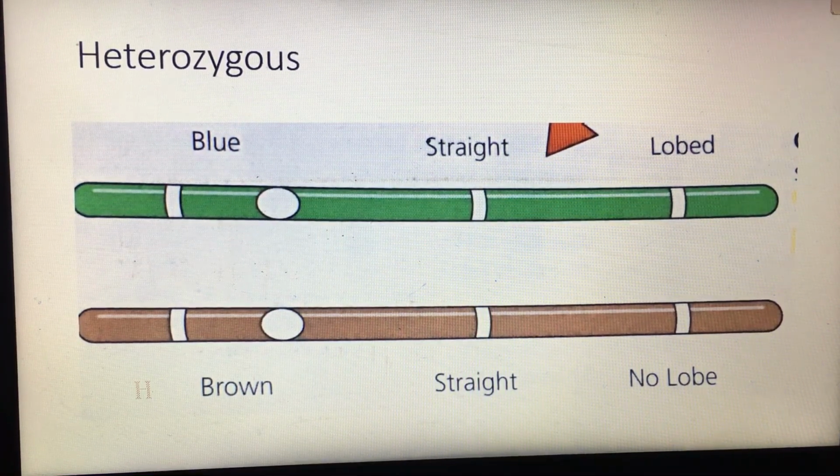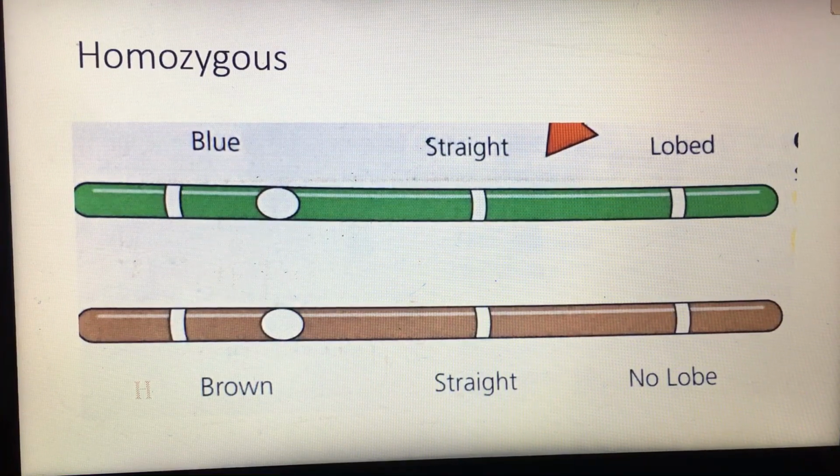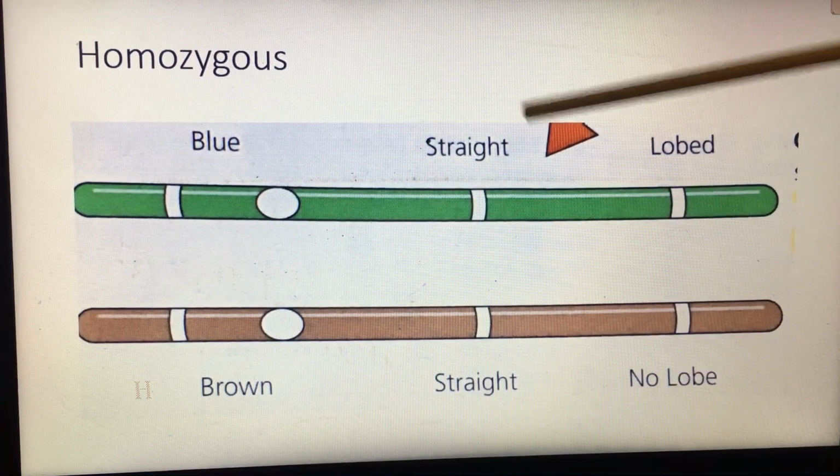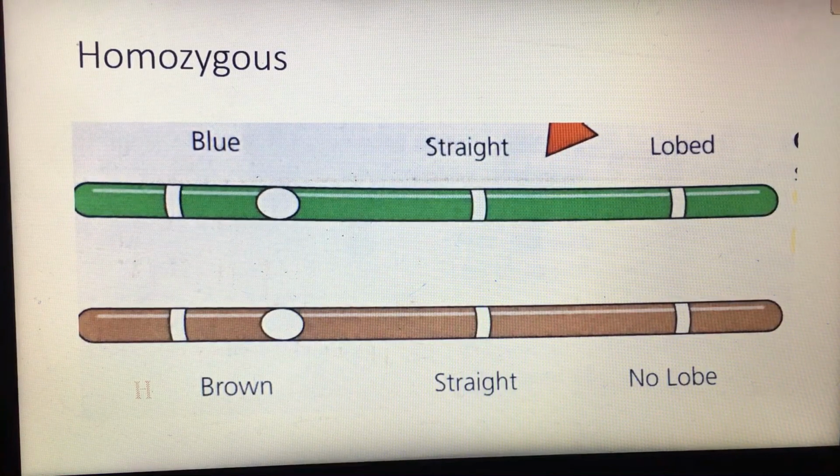Okay? What about homozygous? A nucleus carrying only one of the alternative alleles of a gene. So here in the hair texture, this nucleus carries only one of the alternative alleles of a gene, which is a straight hair texture. And it does not have copies of that allele. Okay? We don't have copies.